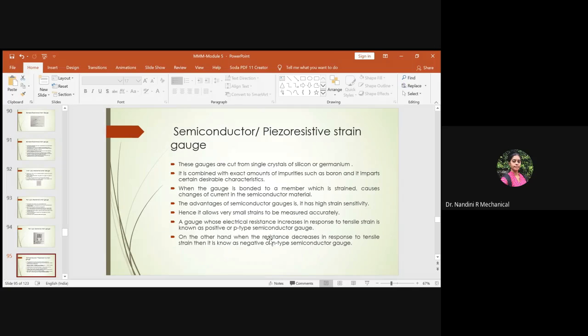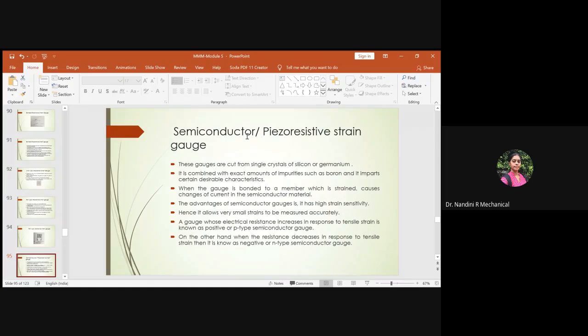If it is piezoelectric, it becomes a dielectric material. If it is piezo-resistive, it comes into the category of semiconductor. Hence the dual name, either semiconductor or piezo-resistive. So piezo-resistive and piezoelectric are both different. They come into two huge classifications, semiconductor and dielectric. Here we are just focusing on the piezo-resistive strain gauge, which is also called the semiconductor strain gauge.